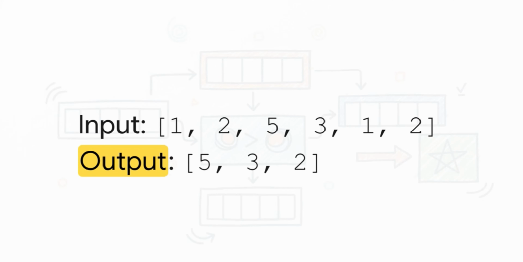Okay, let's make this real with an example. Say you have the array 1, 2, 5, 3, 1, 2. The leaders here are 5, 3, and 2. So why? Well, let's break it down. 2 is the rightmost element, so it gets a free pass. It's a leader. 3 is a leader because it's bigger than the 1 and the 2 to its right. And 5, of course, is bigger than everything after it. See how that works? Pretty straightforward, right?